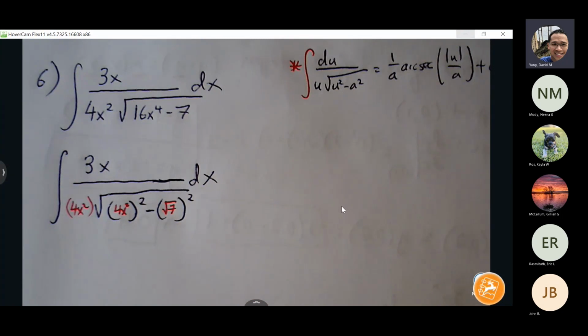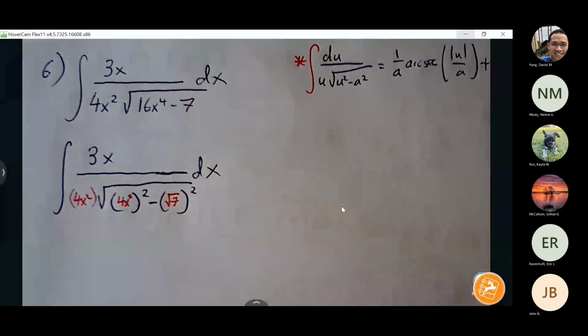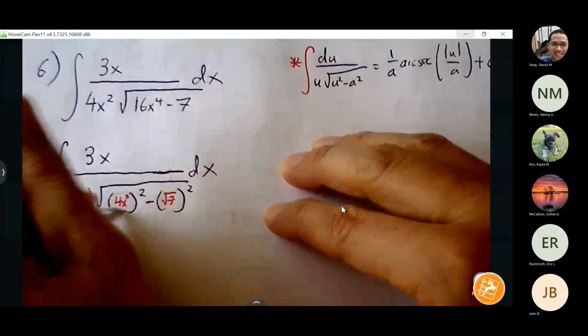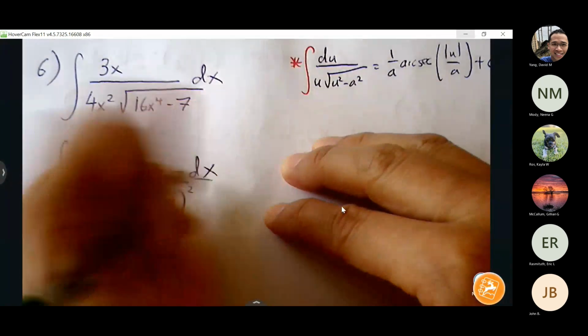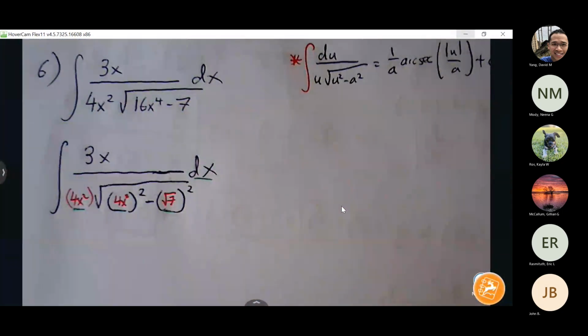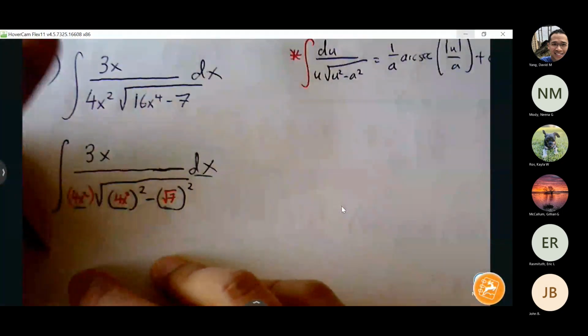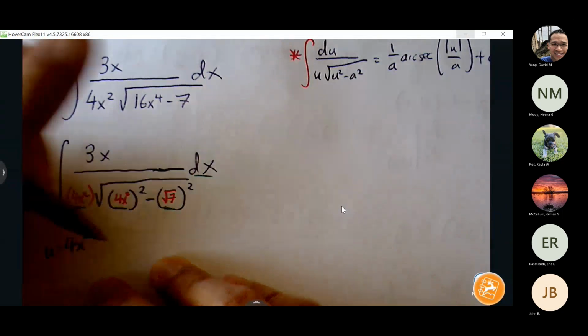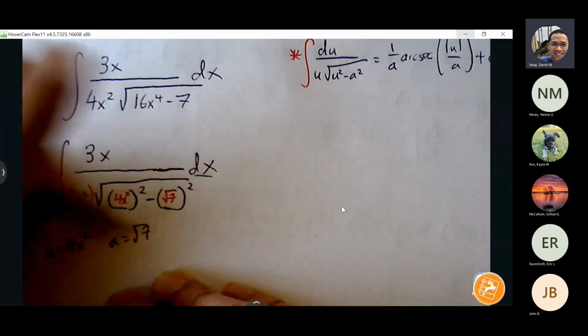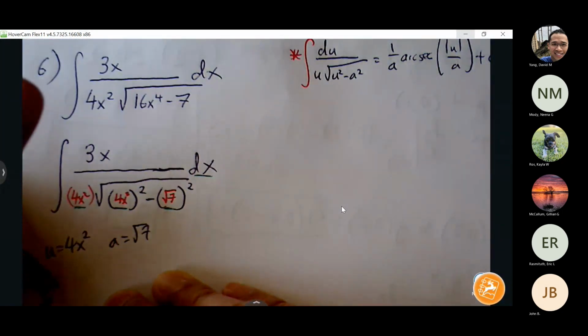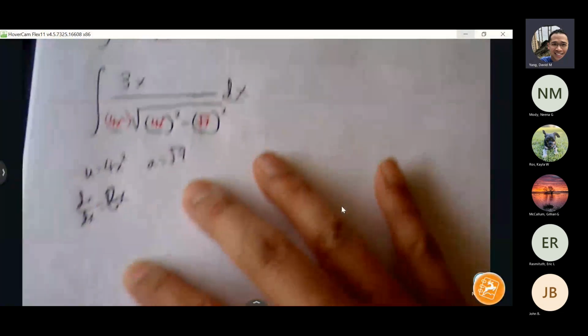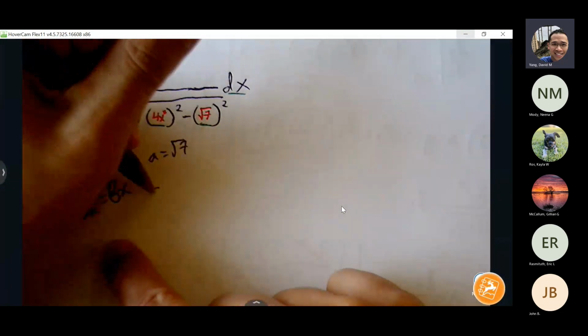So I'm going to make my substitution here. I'm going to replace these 3 terms. My u value is 4x squared. My a value is root 7. Derivative is 8x. Solve for dx.